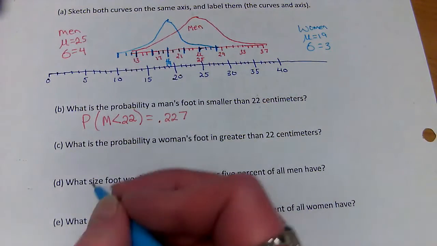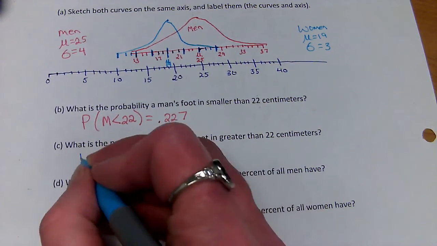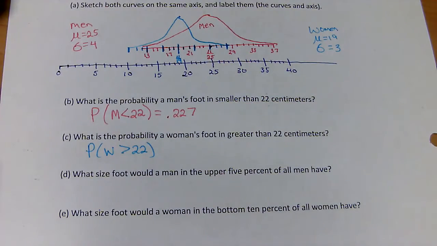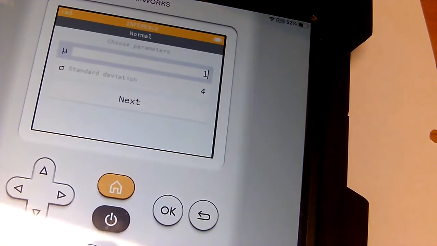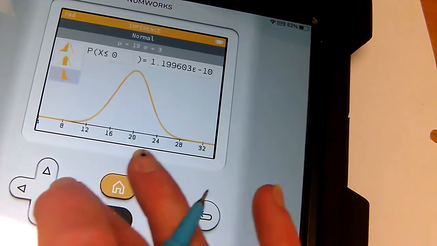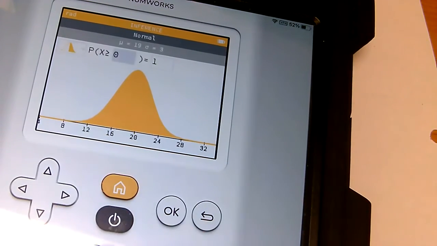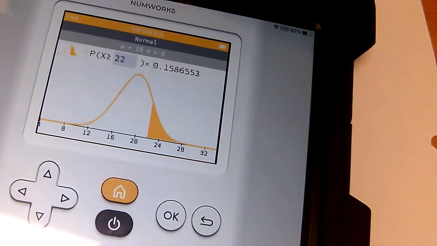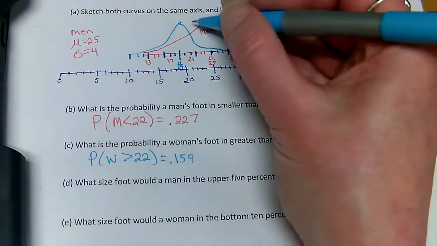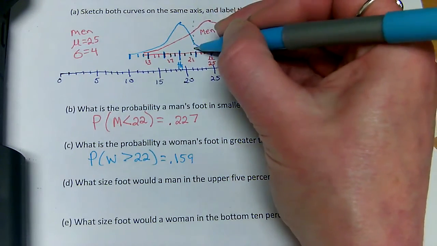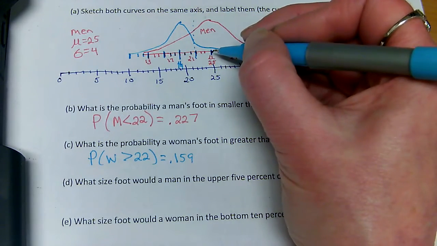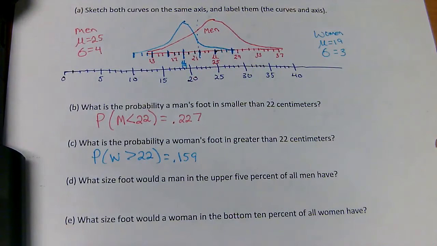And the probability that the woman's foot is greater than 22, I would need to change my mean and standard deviation, 19 and 3, and we want greater than 22. And it's 0.159. And let's look at that boundary at 22. That's right here. So notice that the tail for the women is smaller than that tail for the men. So that does make sense.